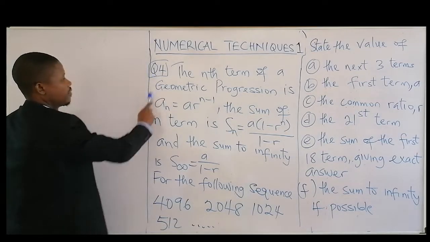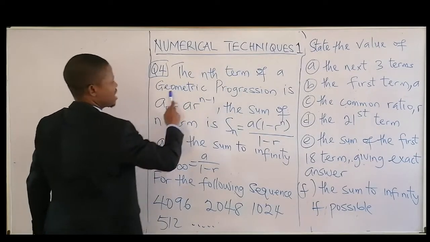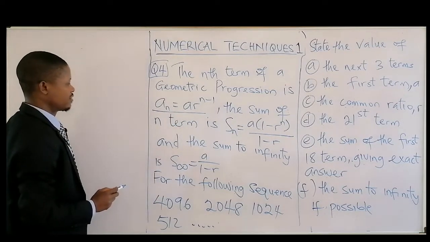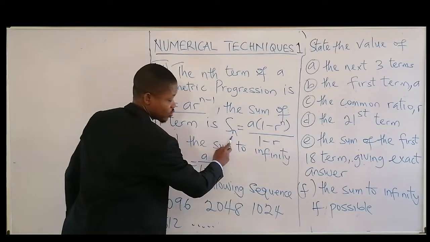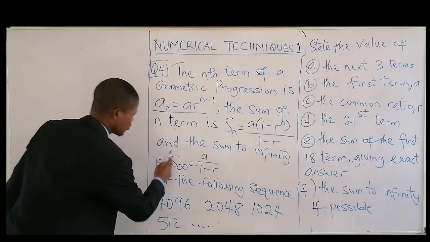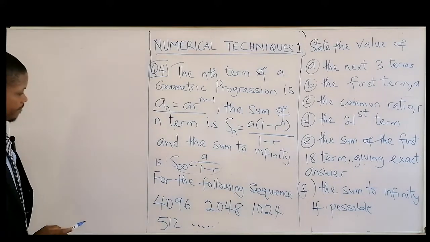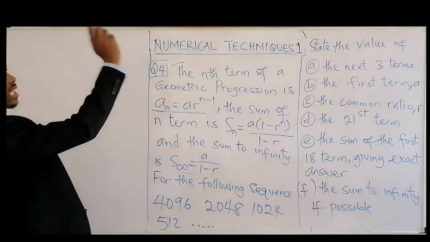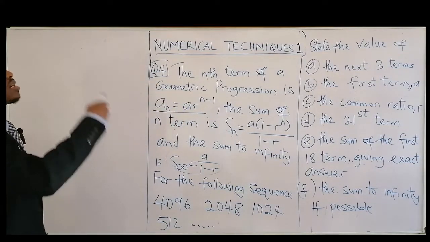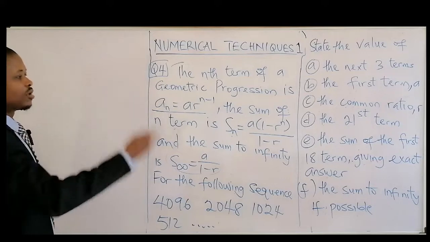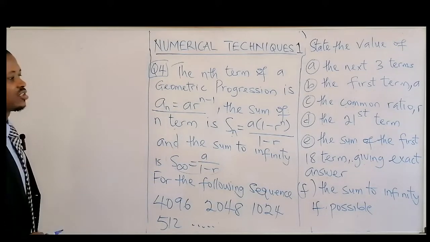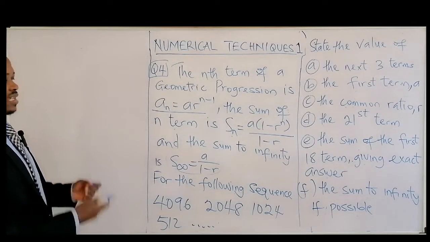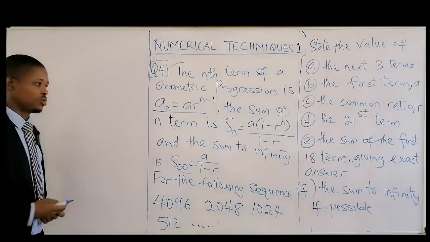Question 4. The nth term of a geometric progression has been stated in the question. Then the sum of n terms is also stated, and the sum to infinity is also stated in the question. Okay, and we have the sequence. We are told to find: A, the next three terms; B, the first term; C, the common ratio; D, the 21st term; and then the sum of the first 18 terms, and the sum to infinity if possible.